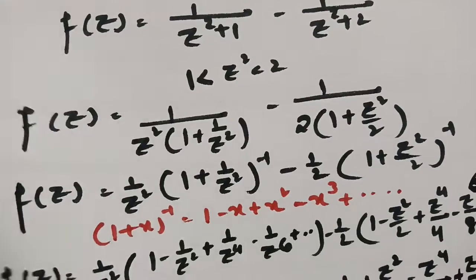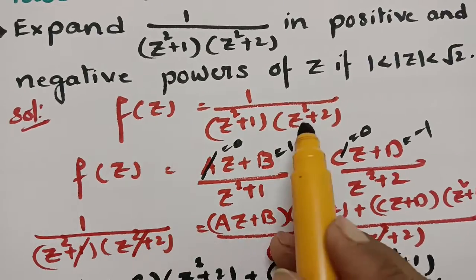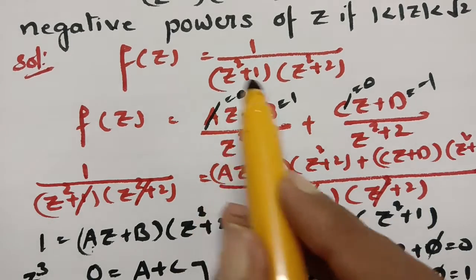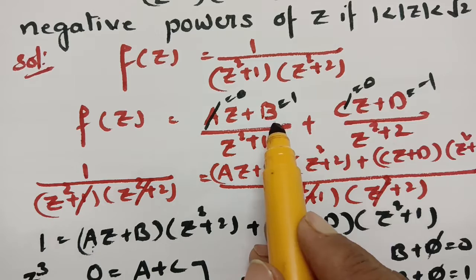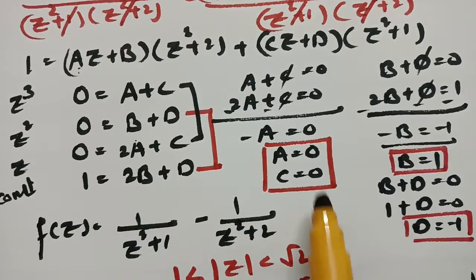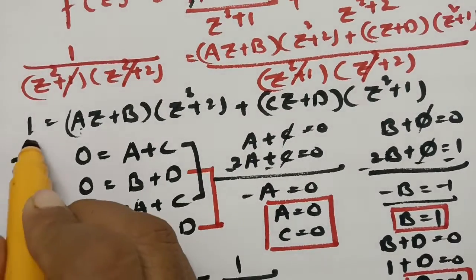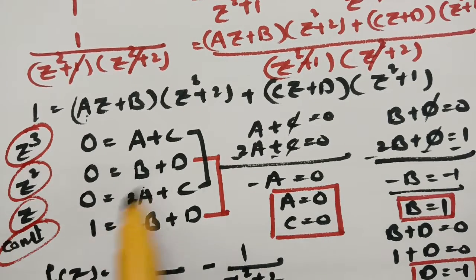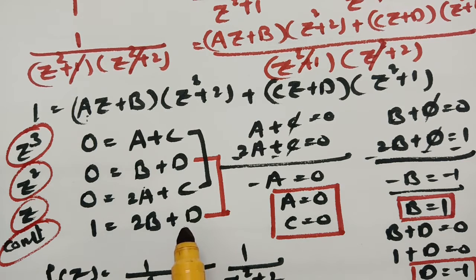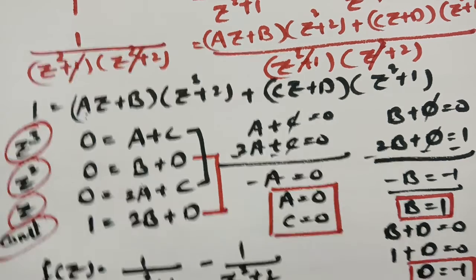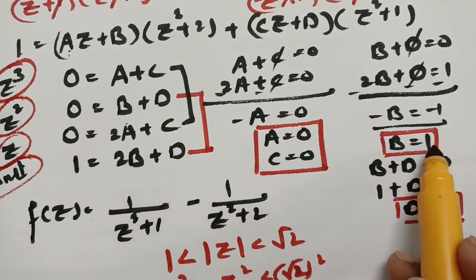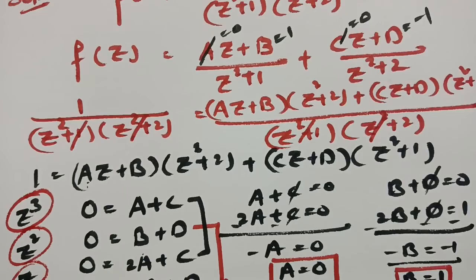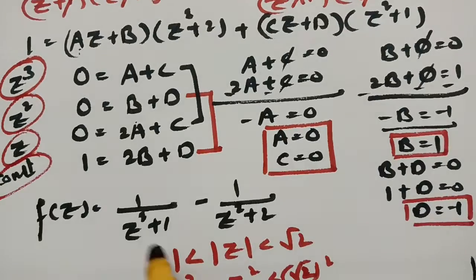See here, first of all, what I have done. So this is the function here. Now we have to resolve into partial fractions. Since there is a power inside, this can be written as (az plus b) and (cz plus d), and we need the values of a, b, c, d for that. So here are the coefficients of z³, z², z and constants. After taking all the coefficients, I got a value 0, b value 1, c value 0, d value minus 1. After substituting, I got f(z) as this.